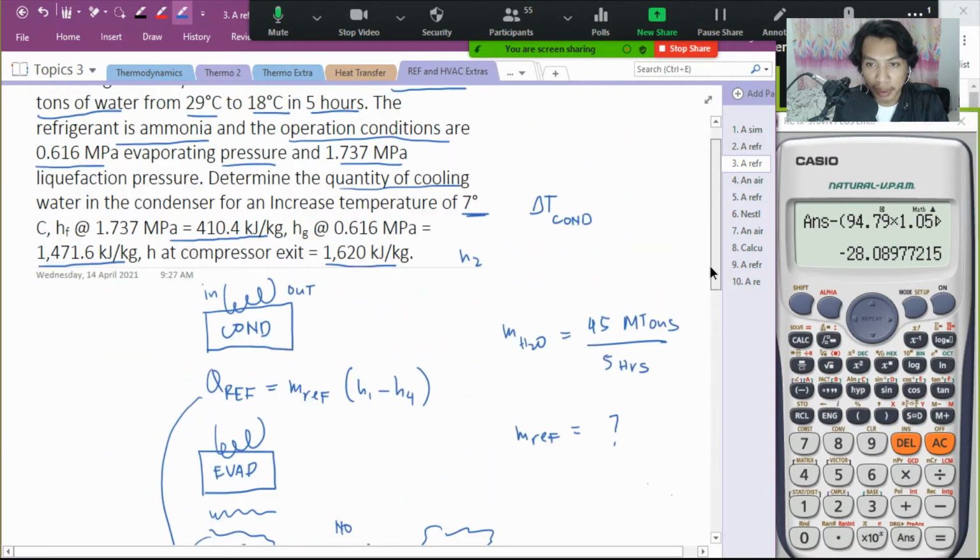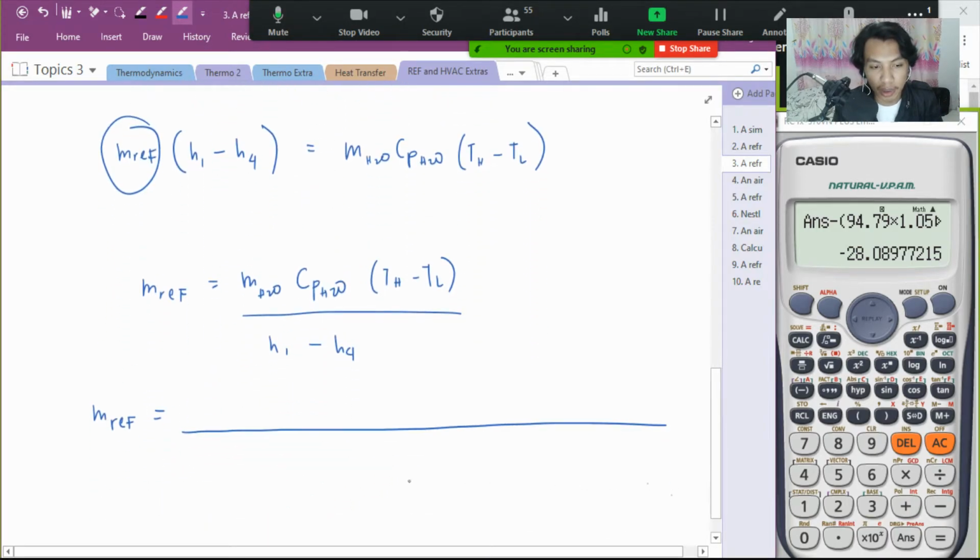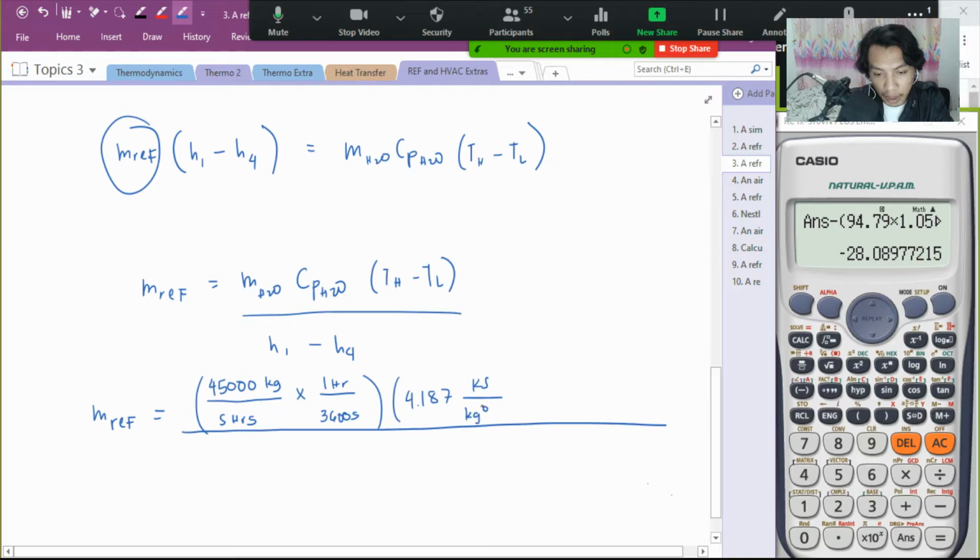Ang binigay dyan, meron kang 45 metric tons, so 45,000 kilograms na kagad yun. Ganyan mo na kagad. 45,000 kilogram in 5 hours. Kaya lang, ang measurement natin dito is in seconds. 1 hour is equal to 3,600 seconds. Cp of water, 4.187 kilojoule per kilogram degree Kelvin.